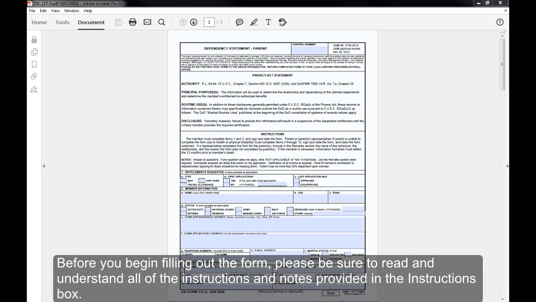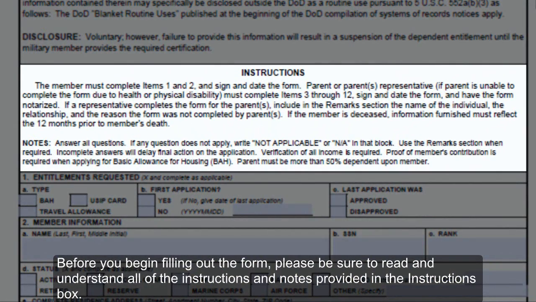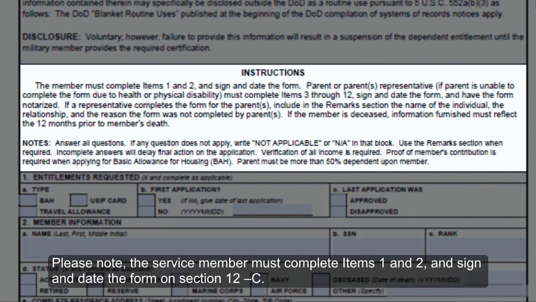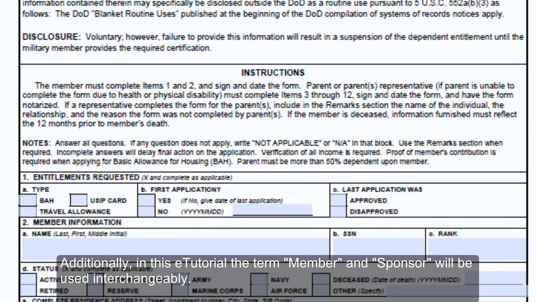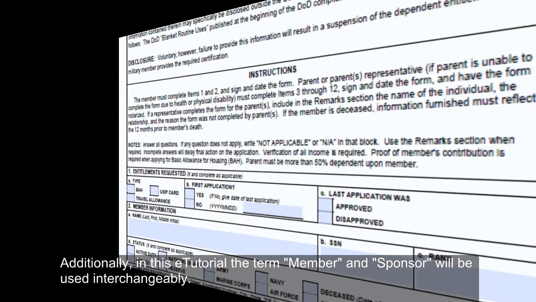Before you begin filling out the form, please be sure to read and understand all of the instructions and notes provided in the instructions box. Please note, the service member must complete items 1 and 2 and sign and date the form on section 12-C. Additionally, in this e-tutorial, the term member and sponsor will be used interchangeably.